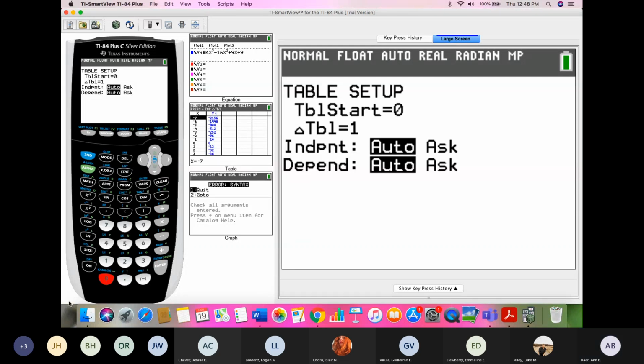0, 1, auto. If it's not set like that, it's not going to work like this. The table will work completely different. So that's what we want our table to look like.